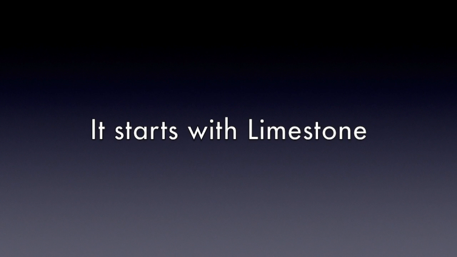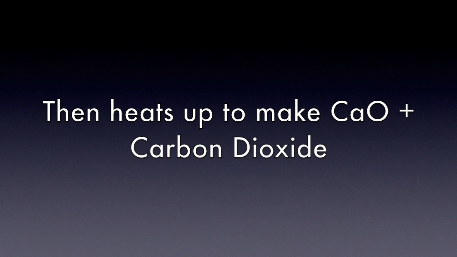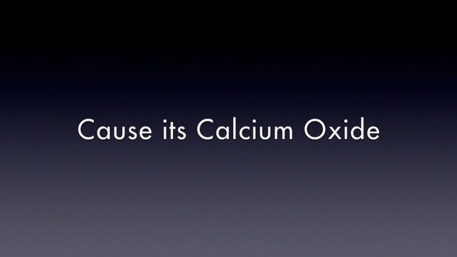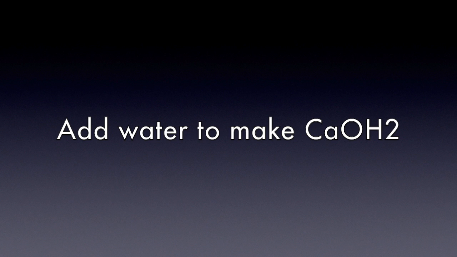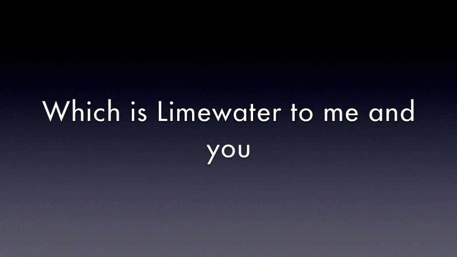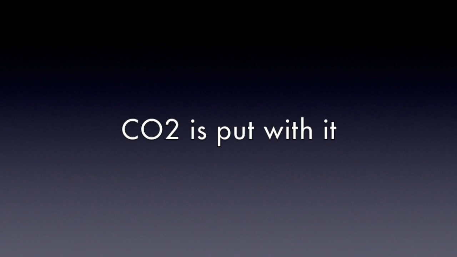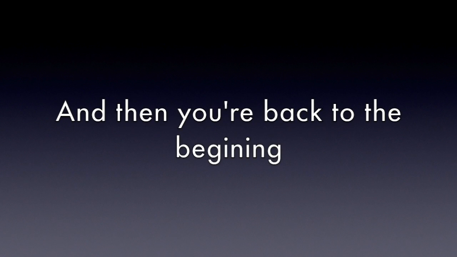It starts with limestone, then you make CaO and carbon dioxide, because it's calcium oxide. Add water to make Ca(OH)2, which is lime water to me and you. CO2 is put with it, and then you're back to the beginning.